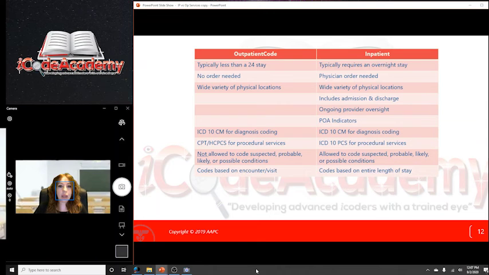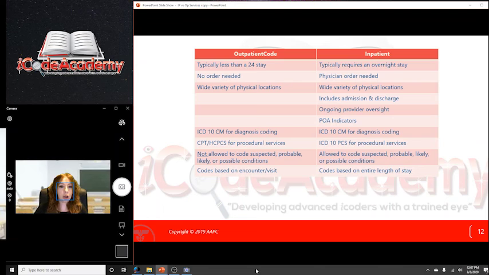So those POA indicators, as a reminder, is going to be if a patient is diagnosed with pneumonia, did they acquire that pneumonia while in the hospital, or was that present when they were admitted? We want to make sure that we are documenting and adding those POA indicators appropriately.